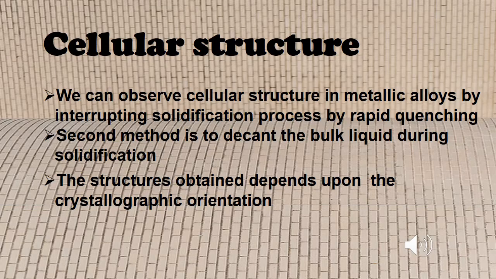We can observe cellular structure in metallic alloys by interrupting the solidification process by rapid quenching, and the second method is by decanting the bulk liquid during solidification. An important thing is that the structure which we obtain during constitutional supercooling also depends on the crystallographic orientation.